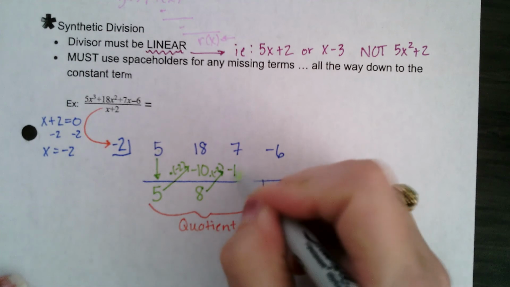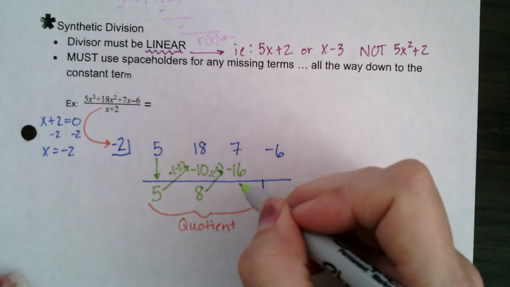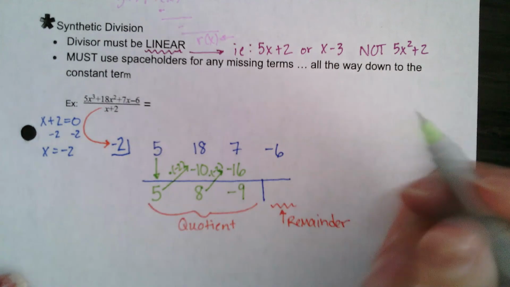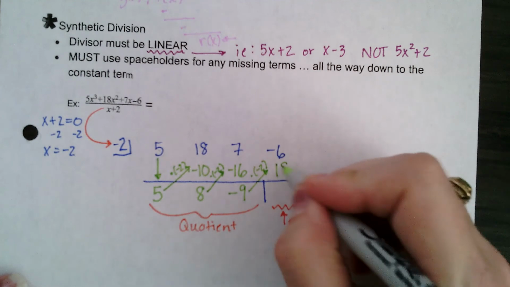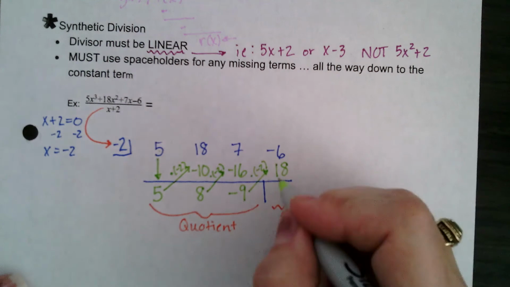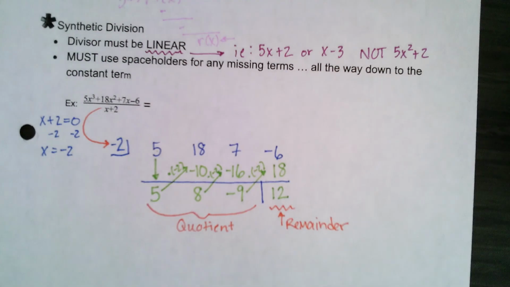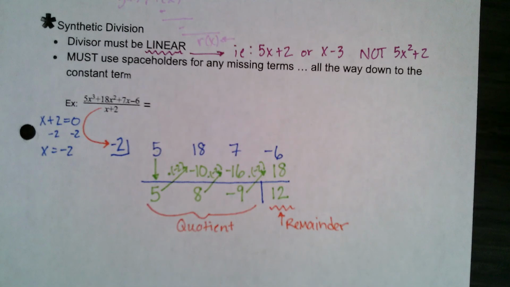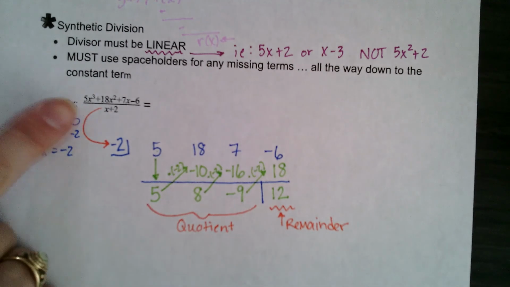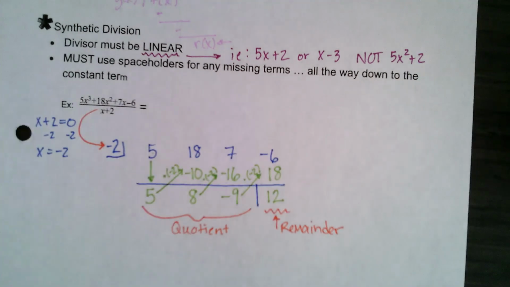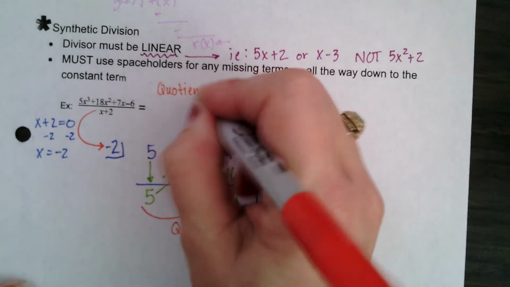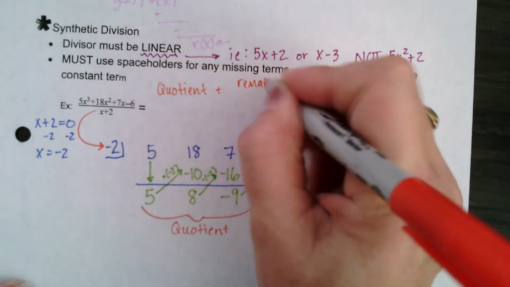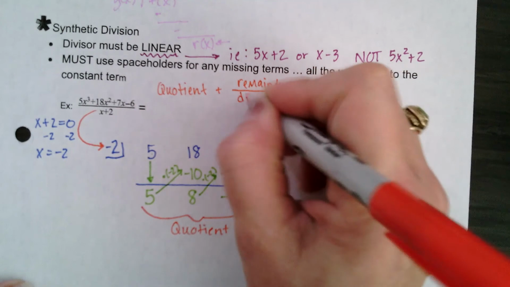-2 times 8 will be -16. Then I'm going to add these two numbers straight down. I get -9. And then I'm going to multiply again times -2. And I get +18. And then I add those together and I get 12. So we could rewrite that original division problem as the quotient plus the remainder over the divisor.